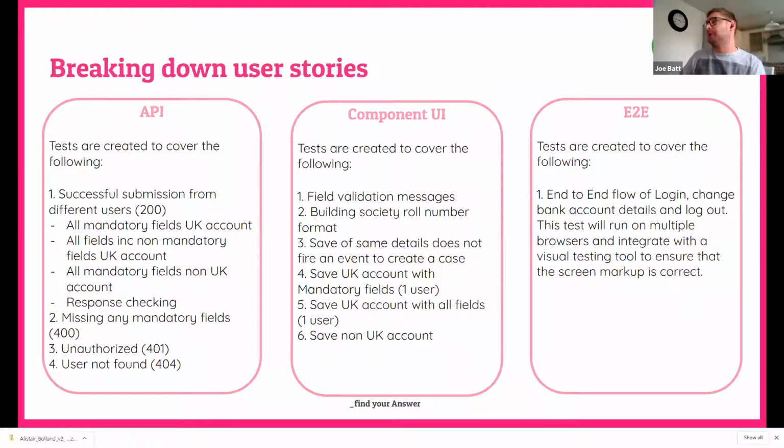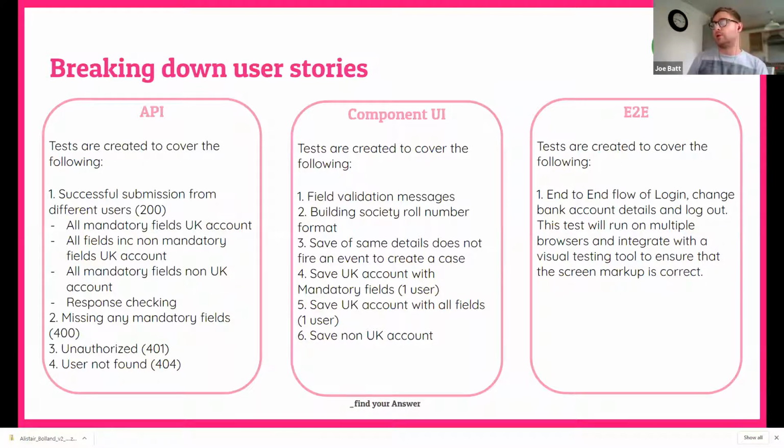So when we go to actually split down this user story, which is a real life example of what we've done, we've got it broken down into API, component, and end-to-end tests. You can see there that we're covering all the API contracts. So we've got the 200s for different users, all the different payloads that we expect to have. We've got 400s for missing any mandatory fields, 401s and 404s as per the contract. In the component tests we're testing field validation messages, building society formats, save or fail of same details does not create a case, and some save of non-UK accounts. And then the E2E, we've got a login, change of bank account details and log out.